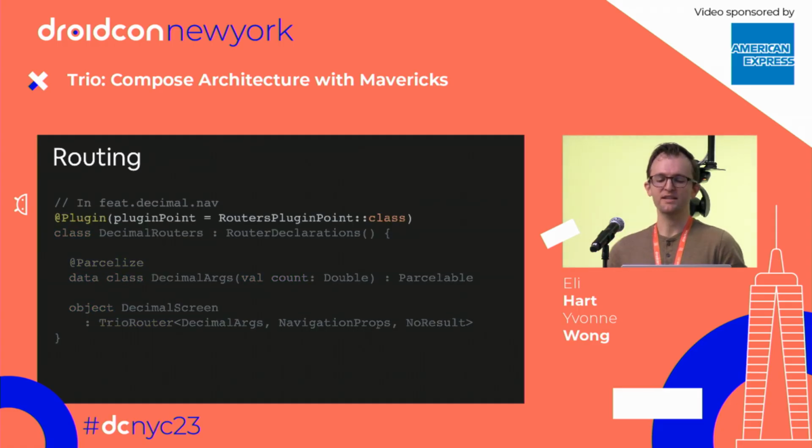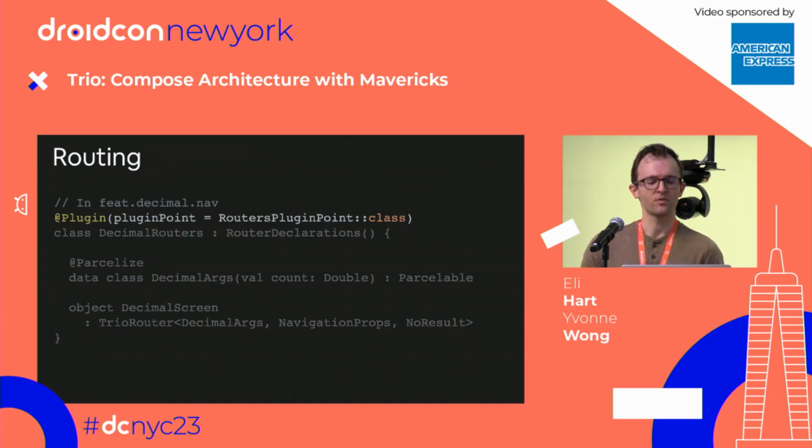Importantly, the Routers class is annotated to declare that it should be added to the router's plugin point. This annotation is part of an internal KSP processor that we use for dependency injection, but it essentially just generates the boilerplate code to set up a Dagger multi-binding set. The result is that each Routers class is added to a set that we can access from the Dagger graph at runtime.